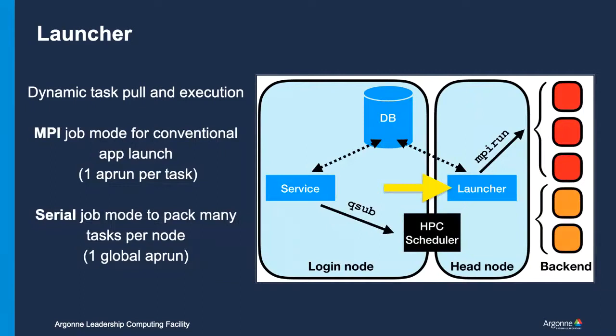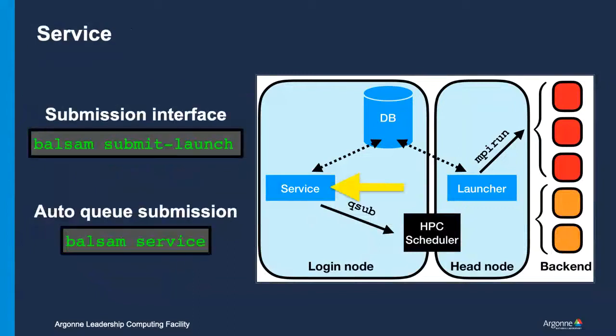The big advantage of using this job mode is that there's only one app run running on the MOM node and handling all of your tasks in a single runtime. So the Balsam service is then the interface to the Cobalt scheduler to get these things running. You typically will use the Balsam submit-launch command to render a template job script that's then submitted on your behalf to Cobalt. You can also use the Balsam service to automate queue submissions.